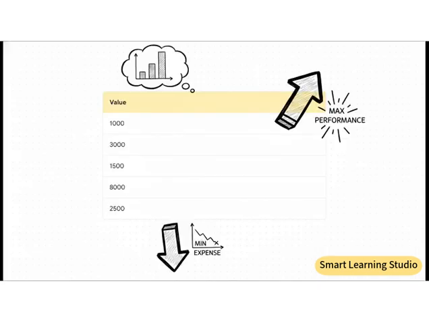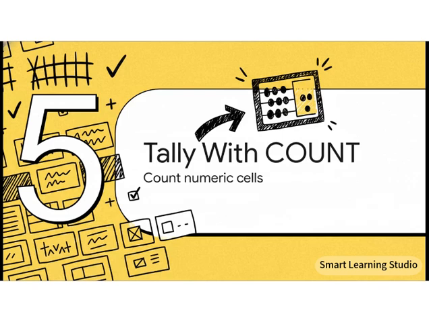So running these against some sample numbers, 1,000, 3,000, 1,500, 8,000, and 2,500, we can instantly pull our top performance of 8,000 using max and zero in on our lowest expense of 1,000 using min. Think about how useful this is for instantly spotting your best sales day of the month or pinpointing where your lowest expenses are.